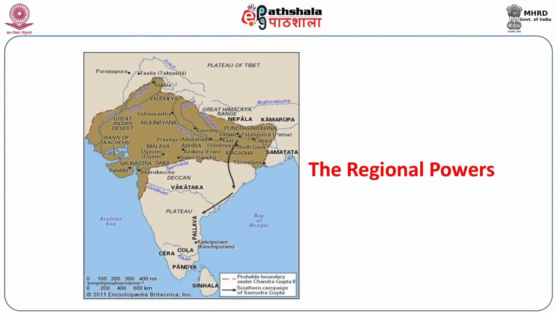Now in this map you can see the other powers who were active during the time of the Guptas. So you have Pallavi, Saurashtra, then you have Bharukacha near the Narmada, then you have the Kalinga region. So this map gives you an idea of the Gupta Empire and the powers that were important at that point of time.